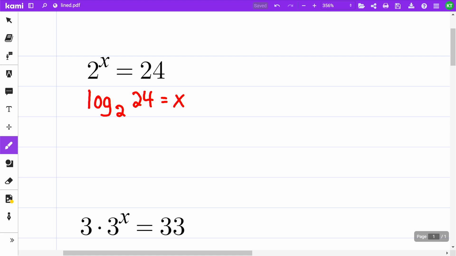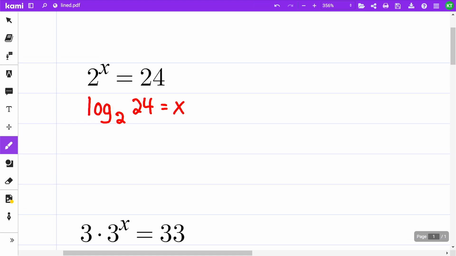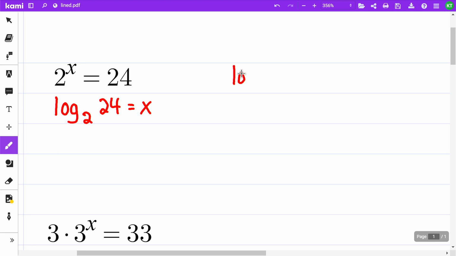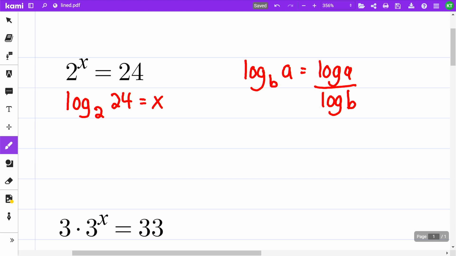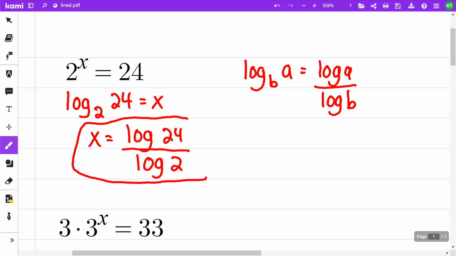And then you say, okay, this is equal to x, answer solved. Our answer, though, is not written as a common log. So just as a reminder, common log is log base b of a is equal to log a divided by log b. So when I go ahead and rewrite this then, 24 would be my a. So my answer would be x is equal to log 24 divided by log 2. And if the answer would be in common log, that would be my answer here.